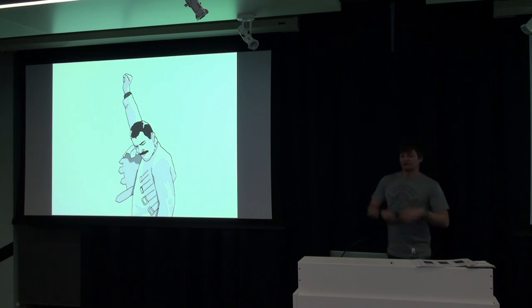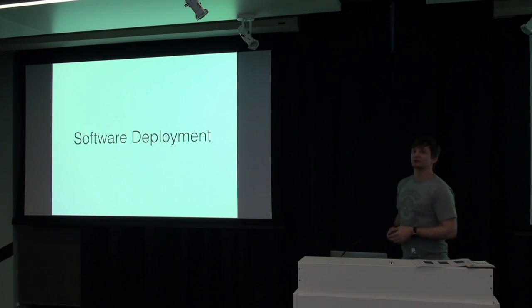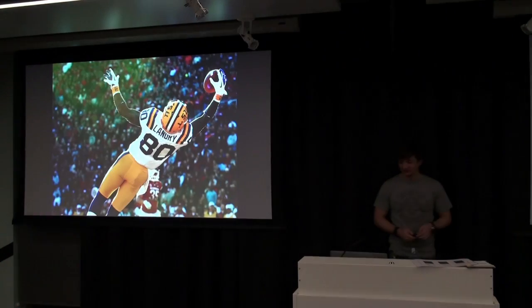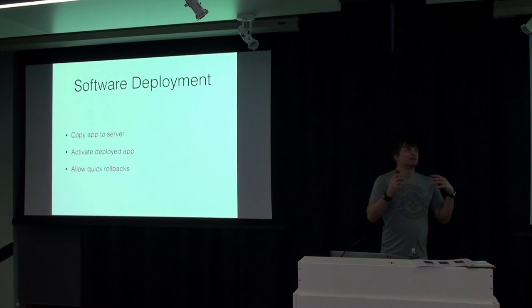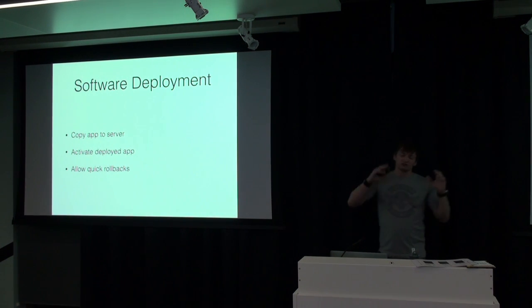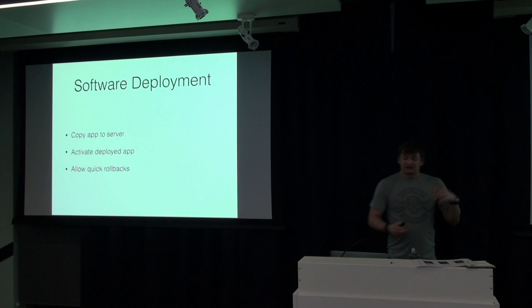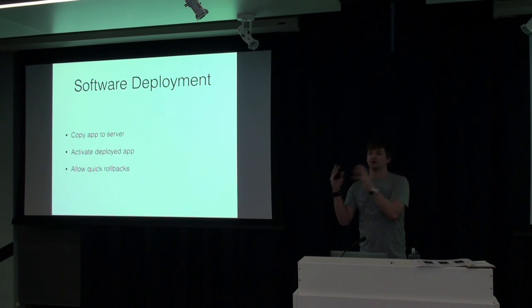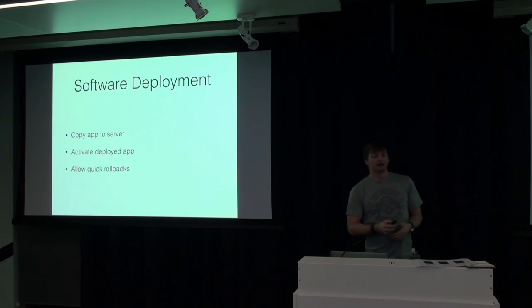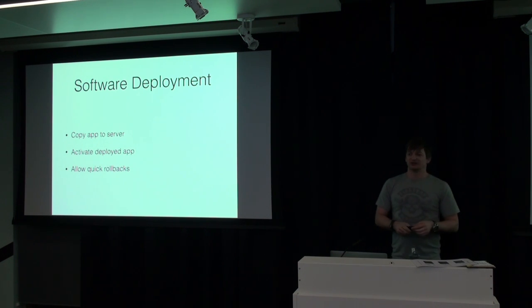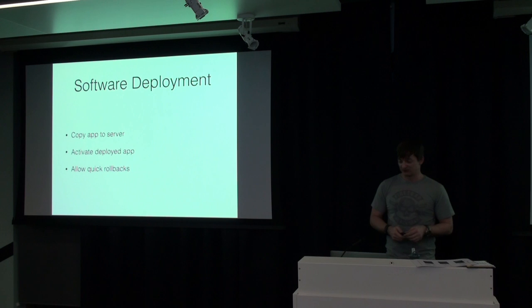So we have our environment set up. Our package is ready. So we have to deploy it. And so let's do this. And when I talk about software deployment, you can do a lot of different things. In this case, we only want to copy our app that we prepared with the Ant on one of our servers or all of our servers, and then activate the deployed app. And it would be nice if we could do quick rollbacks if we just made some mistakes. That would be really nice.